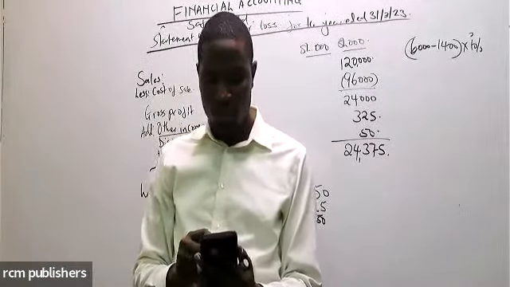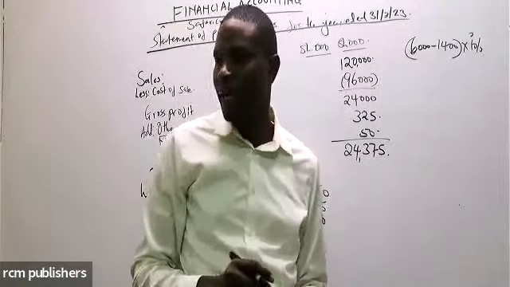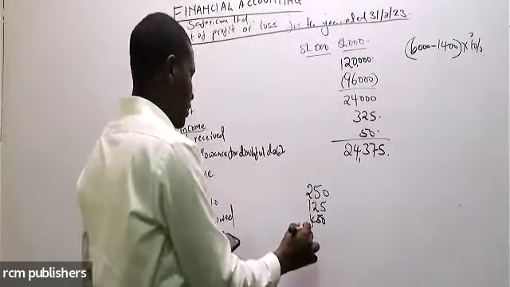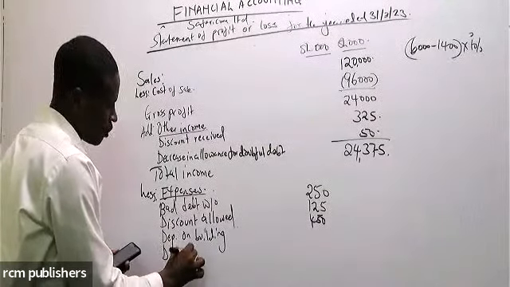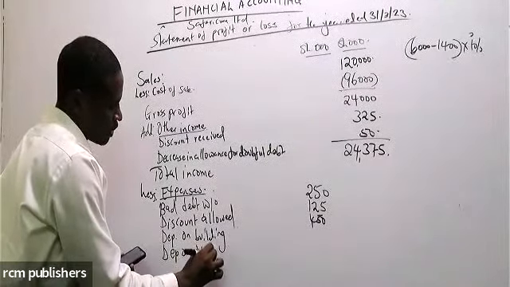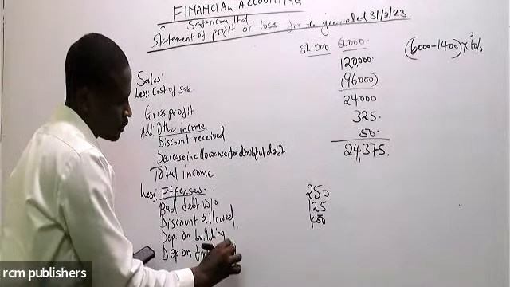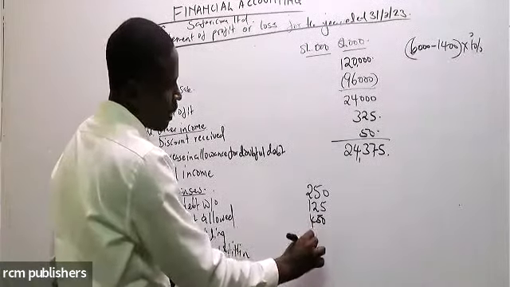What is 10% of 4,600? It is 460. So depreciation on pictures and fittings will be 460.